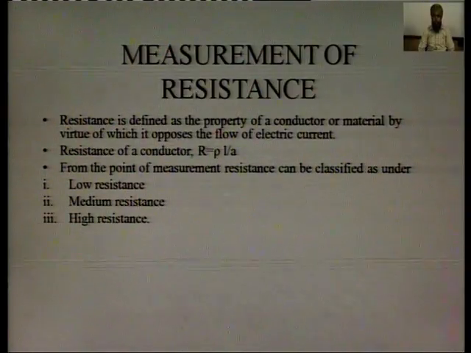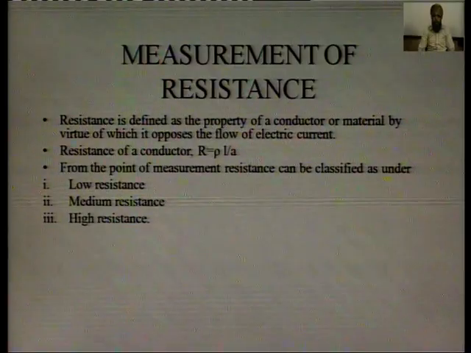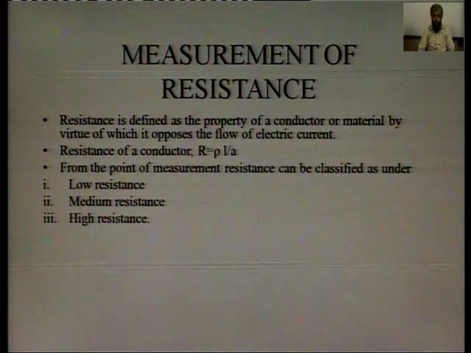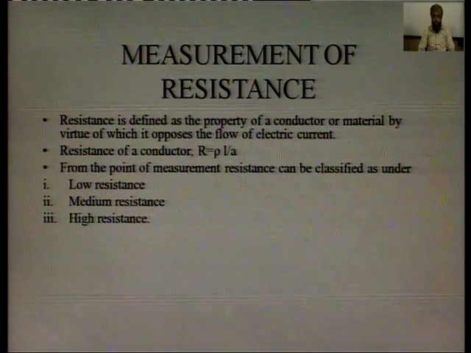Resistance is defined as the property of a conductor or material by virtue of which it opposes the flow of current. The formula of resistance is rho L upon A, where L is the length of the conductor and A is the cross-sectional area. So resistance is directly proportional to length and inversely proportional to area.